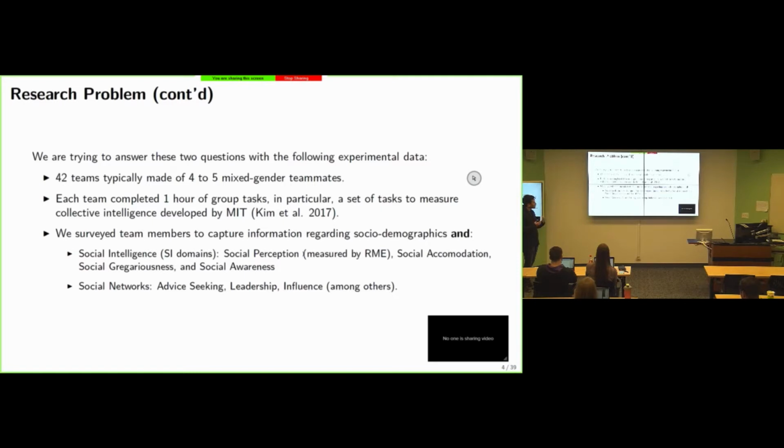Okay, so we measured some social intelligence scores. In particular, we measured social perception, which is measured by the RME measurement, meaning reading the mind in the eyes, which I like to think of as the ability of people to read out someone else's mind, to know a little bit what they are thinking. There is also social accommodation, social gregariousness, and social awareness.